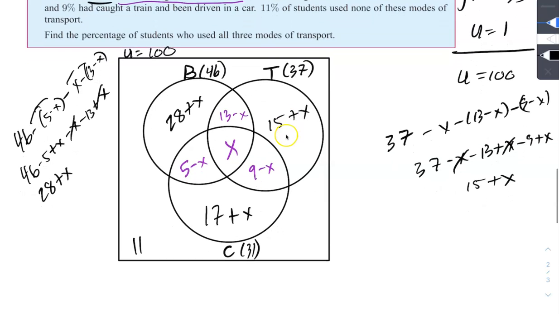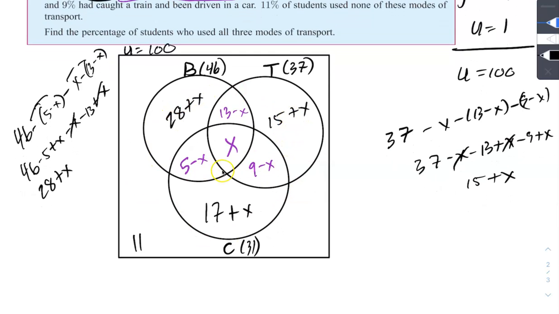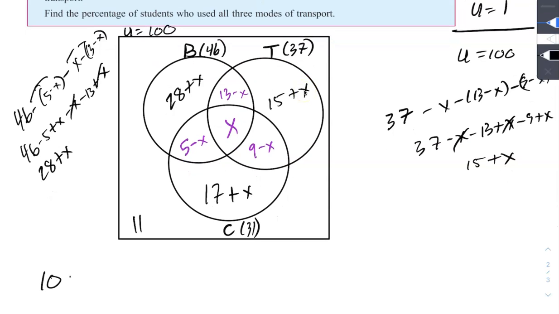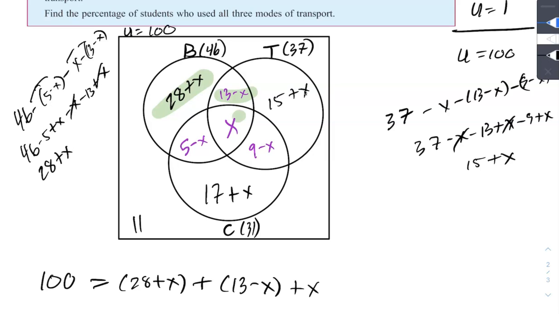So all you have to do now is solve it, right? If I add up all the elements of this Venn diagram, it's going to equal 100 because that's the universe. And that's how we solve for x. So let's do it. 100 is going to equal, now make sure you don't double count, so I'm going to mark them off as I go. 28 plus x plus 13 minus x plus x plus 5 minus x plus 15 plus x. There's a lot of them.